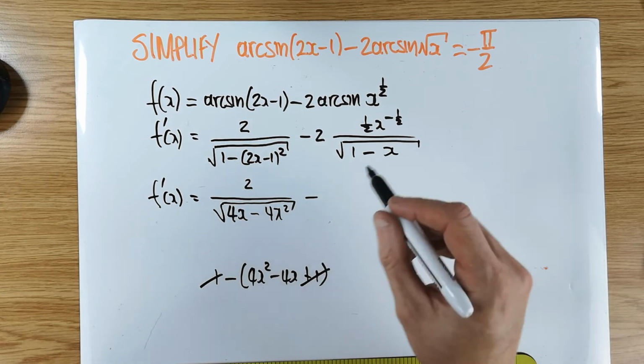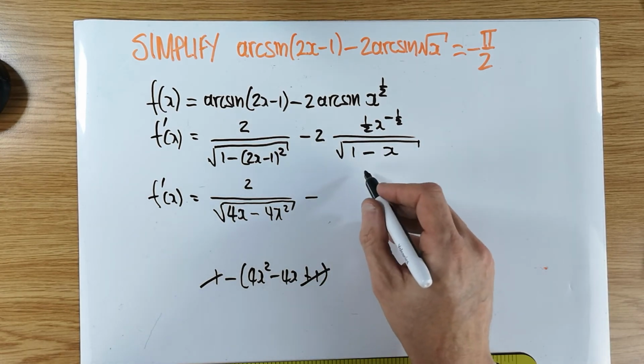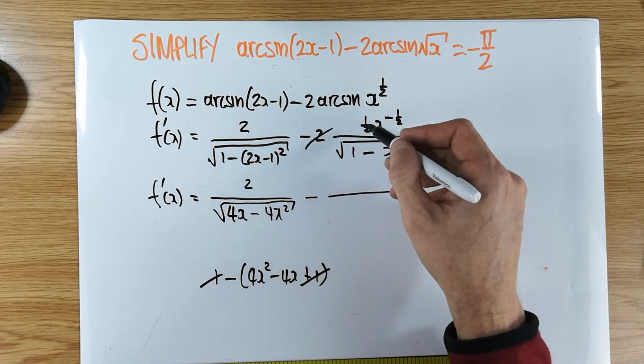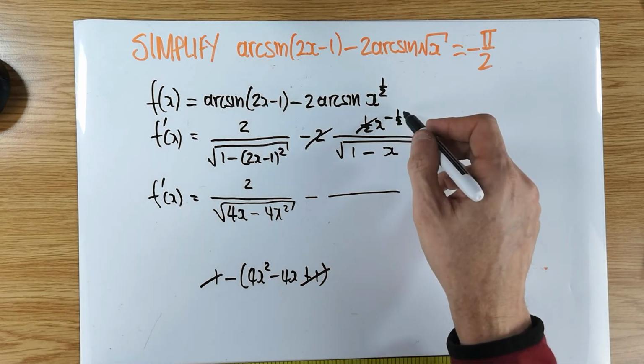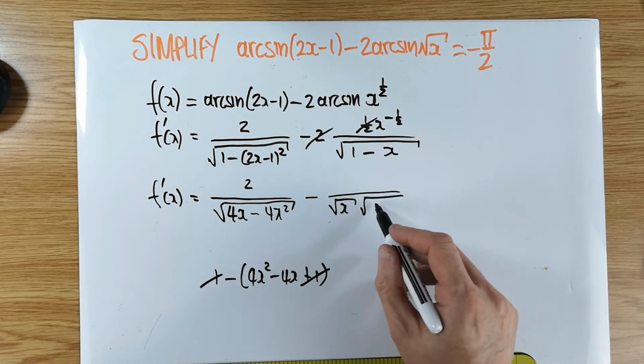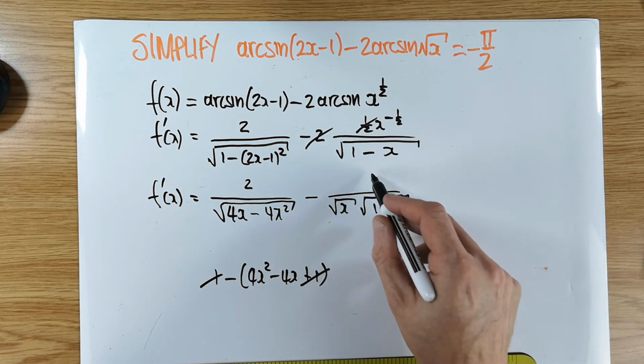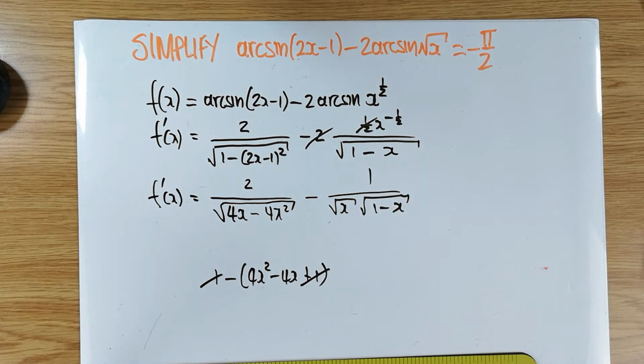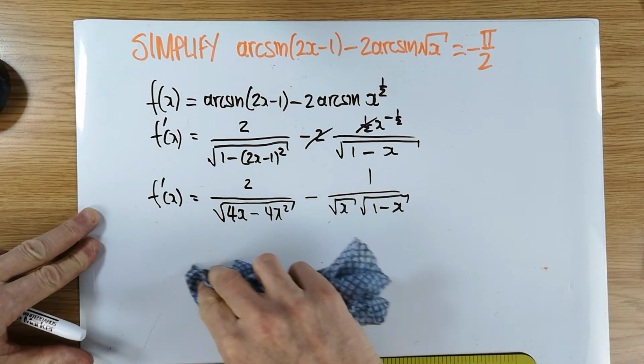What about the second bit? The second bit, 2 times a half will cancel. That's that times that. And then this x to the minus a half, I can write as a square root at the bottom with, of course, a 1 minus x. So that's the second bit. And you can see what's happening in there. The things are going to cancel completely.